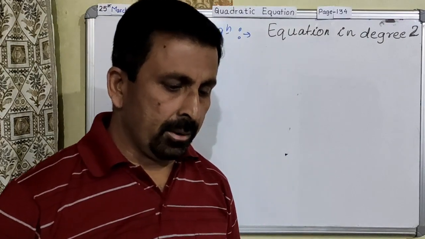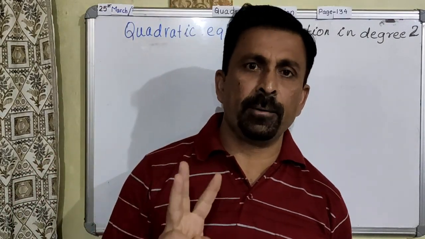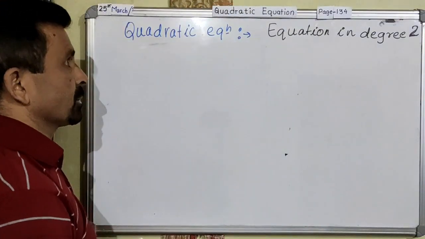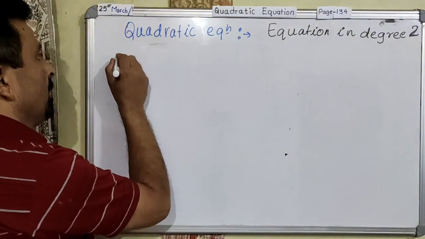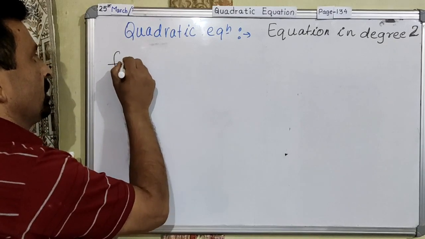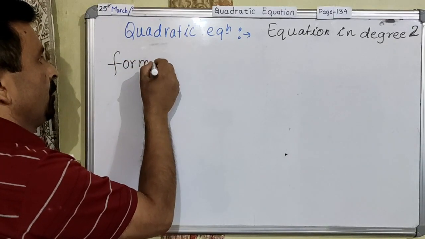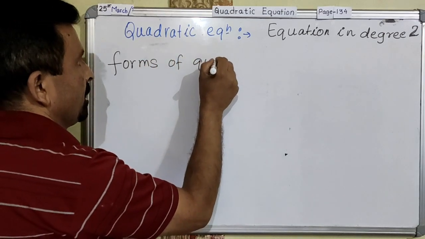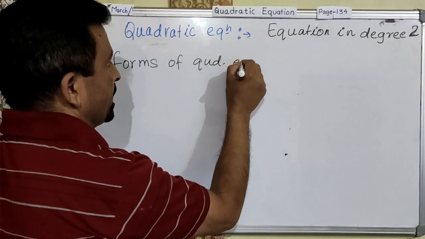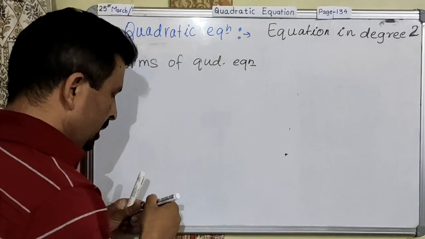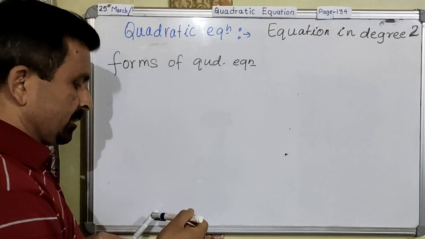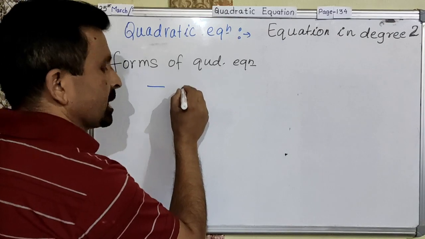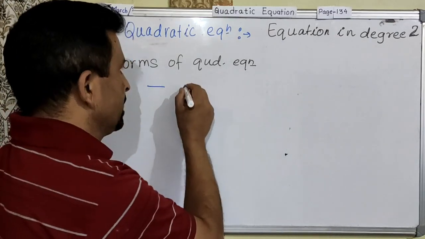Alright. Now we will be studying three different forms of quadratic equation. So what are the forms of quadratic equation we are going to see? The first form of quadratic equation, we will name it as standard form.